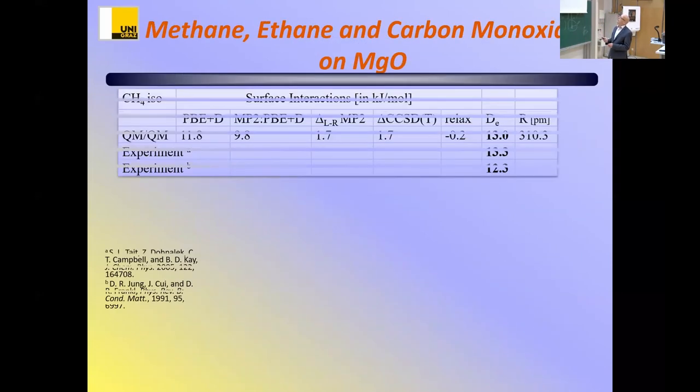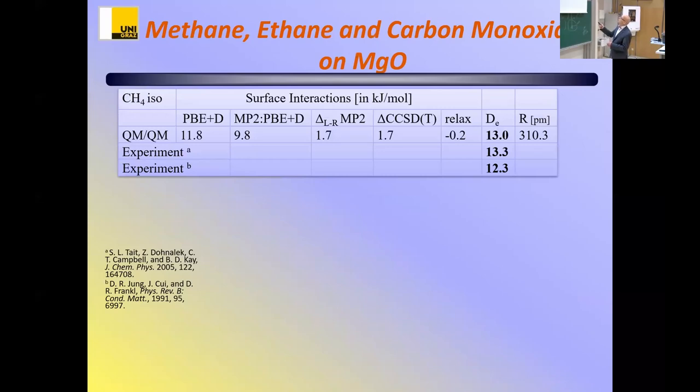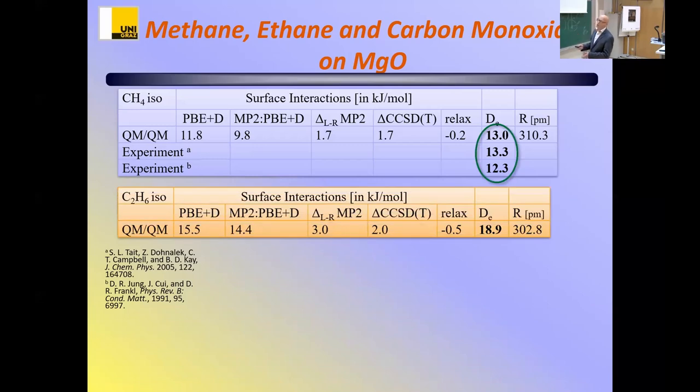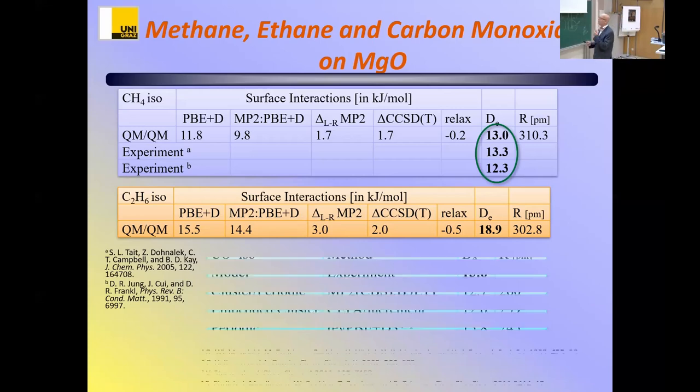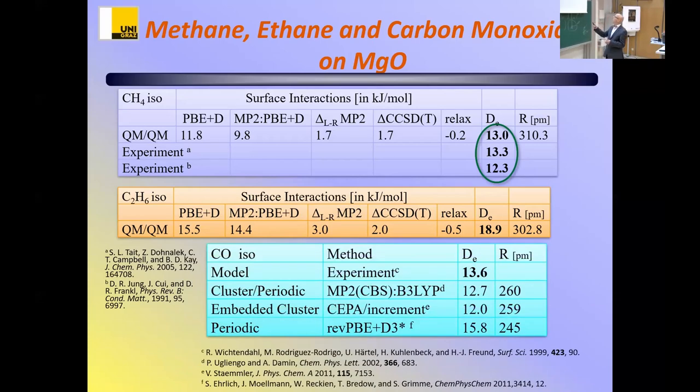Okay. So now we can go ahead and say we don't want to look only at CH4, but we want to look, for example, at C2H6. Do the same calculation, not very difficult, and then we get a dissociation energy of 18.9. Okay, third value. The third value was CO, and CO had an experimental value at that point in time of 13.6 kilojoule per mole.